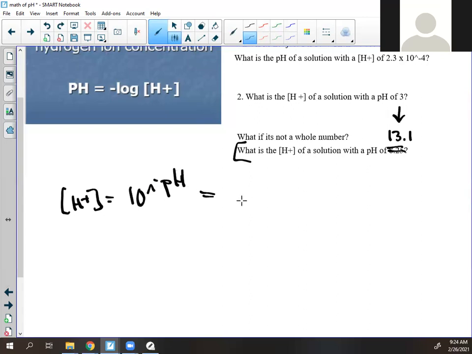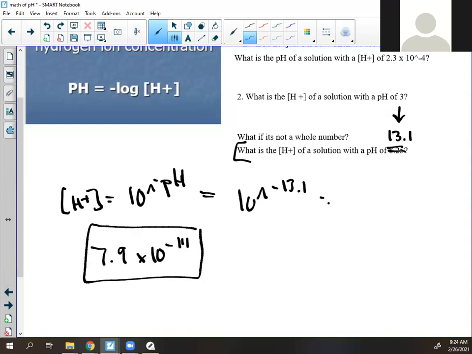That didn't work very well. So I take 10 and raise it to negative 13.1. So I just type that in. This is what I got on my calculator. Good. All right.